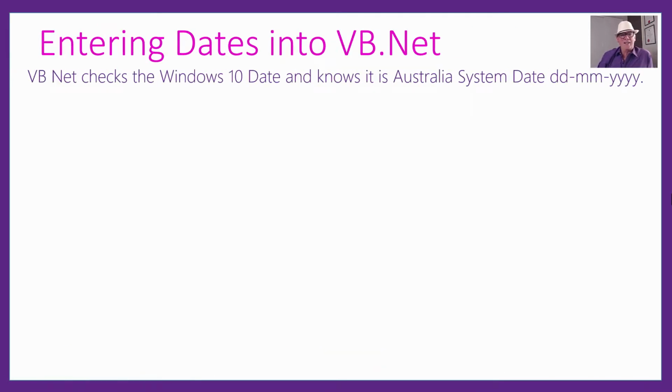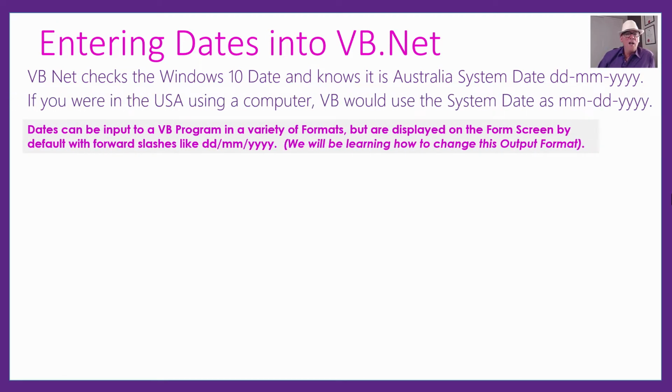Now let's look at entering dates into VB.NET. So VB.NET, when you're running it, it'll actually check your Windows 10 date, and it knows that we're set up for Australia here and that our system date is in the format of days, months, and then 4-digit years. If you're in the USA using a computer, the Windows 10 running there would probably have your system date set up as the American date, where they put the months first, then the days, and then the years. So you don't have to worry about that actually, that the VB.NET will just look at your Windows 10 and it's going to work out the date format for you.